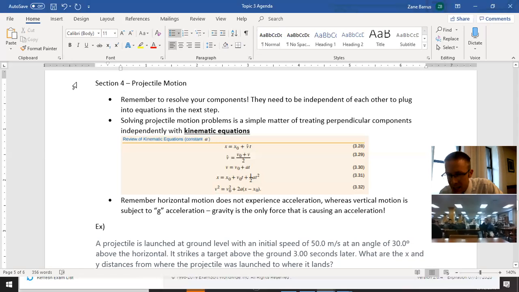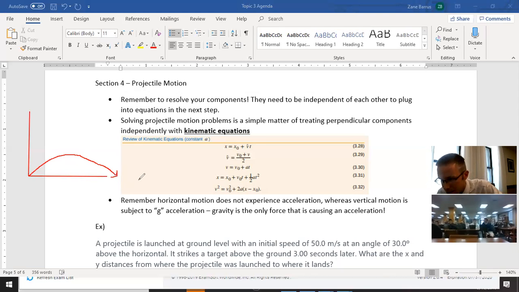Remember projectiles, if you ever heard about a projectile, it's just something that is launched into the air and is subject to the force of gravity. So for example, let's say that I have a bow and arrow, and I'm shooting this arrow into the air. It's going to fly into the air, gravity's going to take hold of it, it's going to come back down like this.